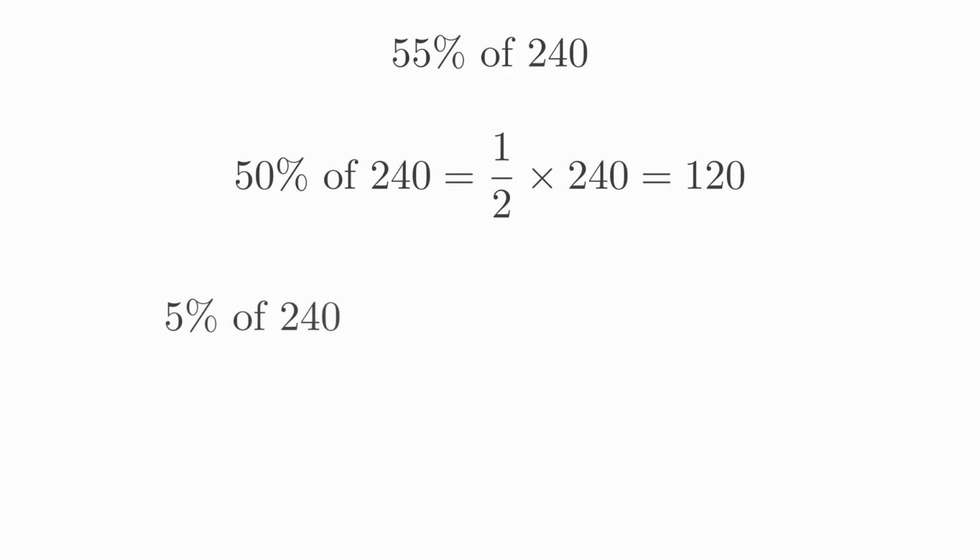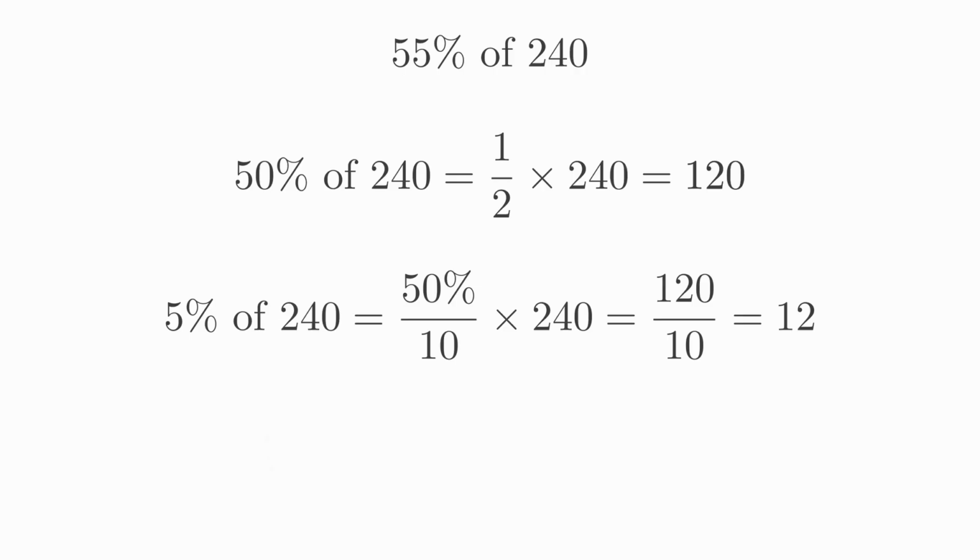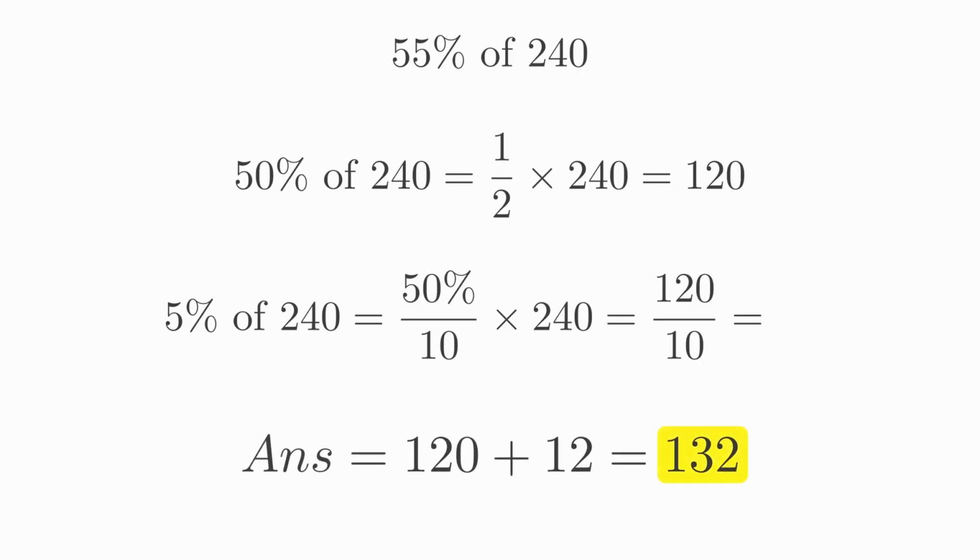Now let's take another example, 55% of 240. Now 50% is nothing but half, which is 120. And 5% is 1 by 10th of that half, which is 12. Now for 55%, you just add 120 and 12, you get 132, which is your answer.